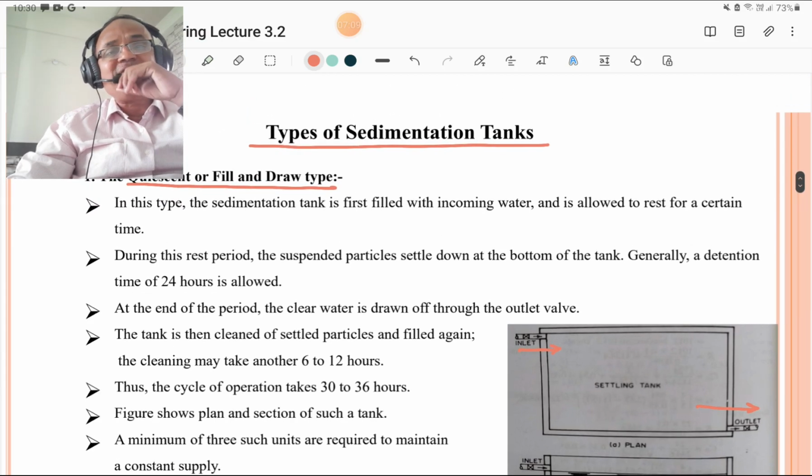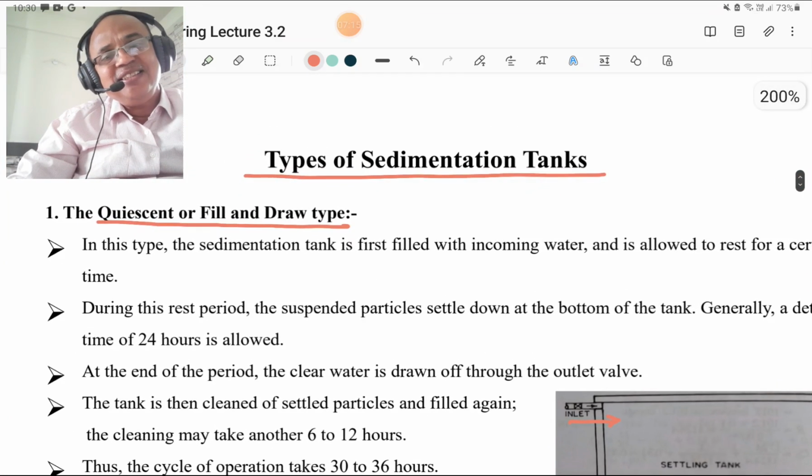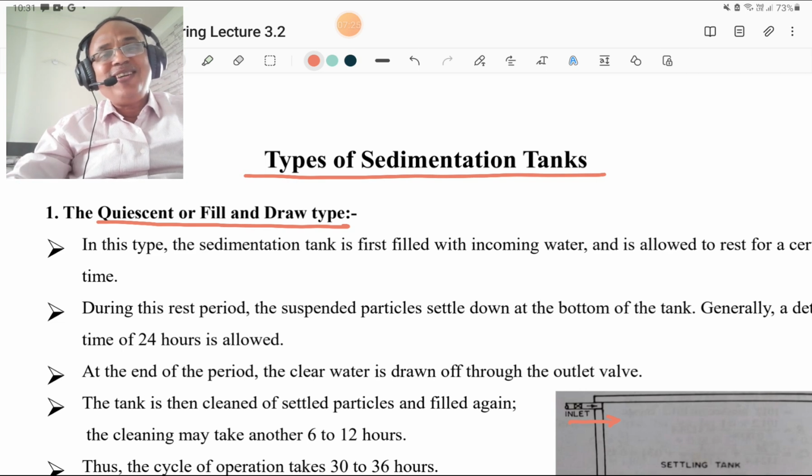Then we are going to discuss the types of sedimentation tanks. The first sedimentation tank is very common and simple, and is termed the quiescent or fill and draw type. The name itself indicates we have to fill the water and we have to draw the water.